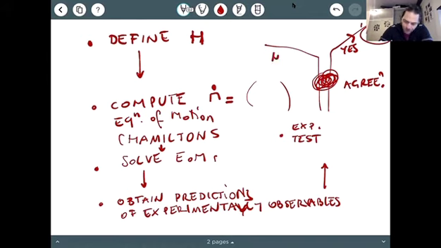If there is no agreement, you have to go back to the Hamiltonian, redefine the Hamiltonian, recompute the equations of motion, resolve them, reuse them to obtain workable predictions, retest them, and re-ask yourself, do they agree or not? This is the workflow. In this workflow, I never use the word force.